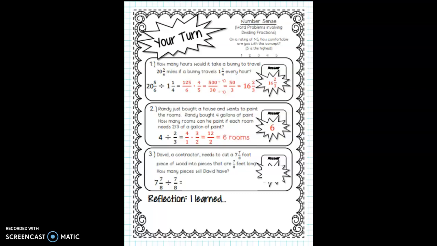Last problem. David's a contractor and needs to cut 7 7/8 foot piece of wood into pieces that are 7/8 of a foot long. How many pieces will David have? Again, dividing, change our mixed number to an improper fraction, change the division to multiplication, and flip our second number. Multiply across. You may use a calculator to do that. 63 times 8 and 8 times 7 is 504 over 56. Then we reduce, and 504 divided by 56 is 9 pieces.